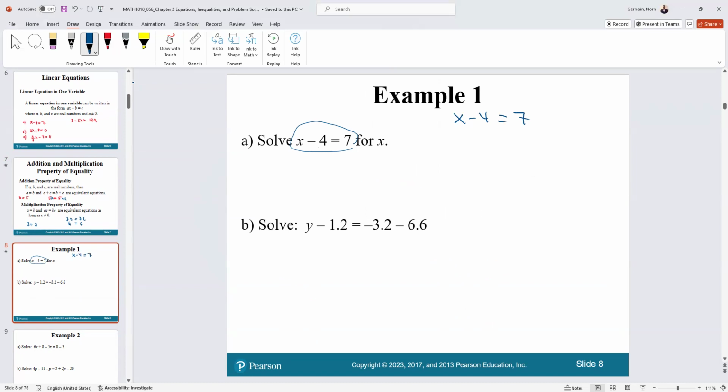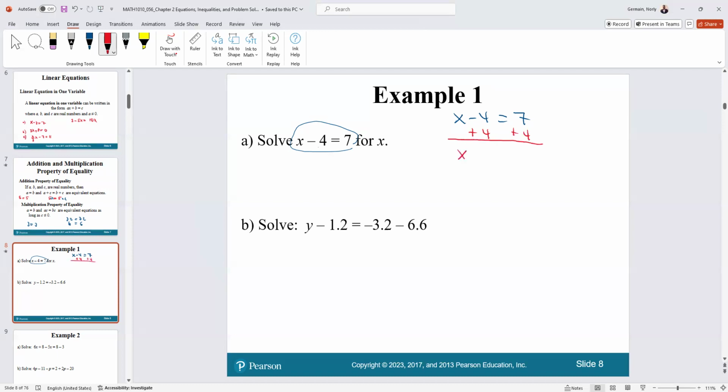The only way to get rid of negative 4 is to add 4 to negative 4. Negative 4 plus 4 gives me 0. Because I learned previously, if I add the same thing to both sides, I don't change my equation. So I can add 4 to both sides. That means my equation remains the same.